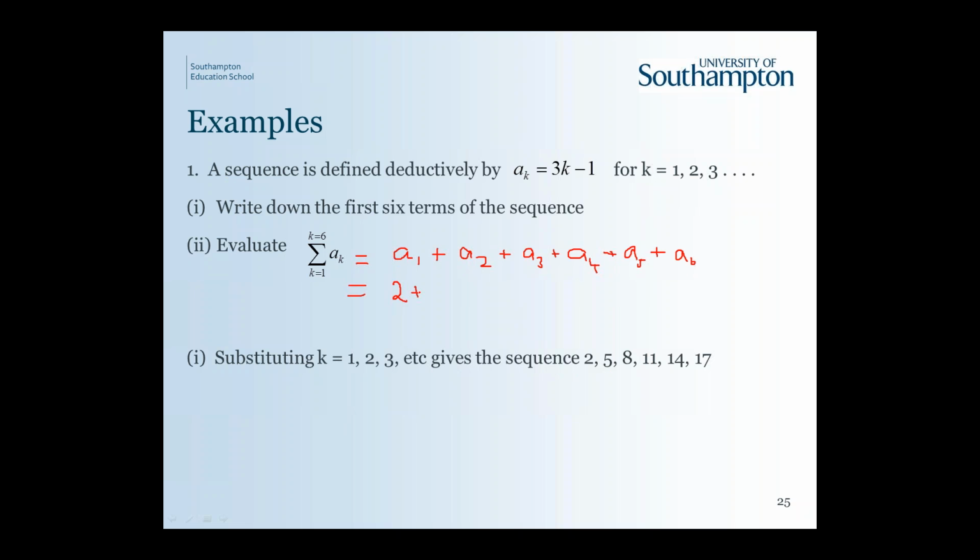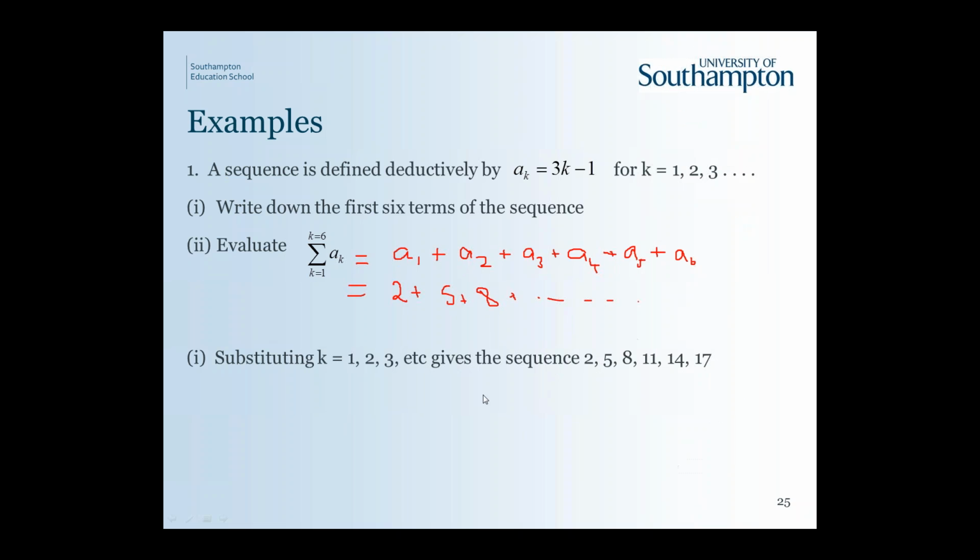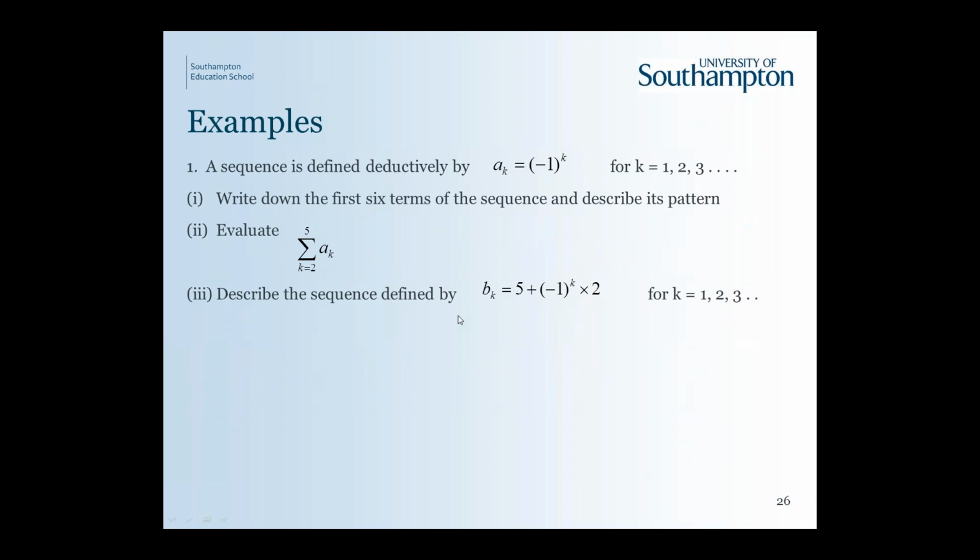So 2 plus 5 plus 8. So putting those together. Does that help? We'll do another example. Okay, we'll do another one. But if you add all those up, it actually gives you 57. So here we go. Here's another one.